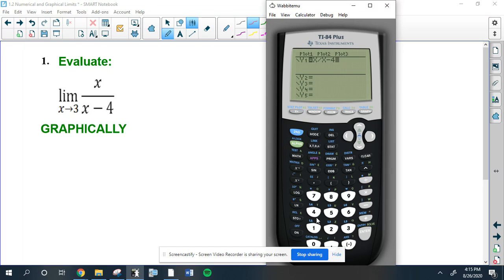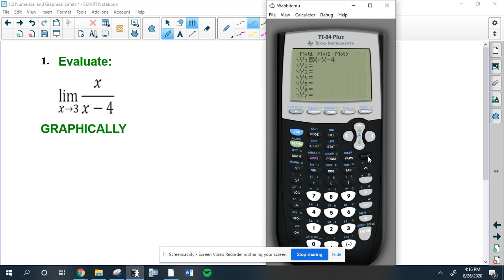Now, as most of you already know, how I typed it in the calculator right here is not going to give me a good graph. The calculator will look at this as x divided by x minus 4, which will be 1 minus 4, which is negative 3. So if you look at the graph here, you have a line at negative 3, which is the correct graph, just the wrong function. I didn't type it in right. So make sure that when you're dealing with fractions, you use parentheses.